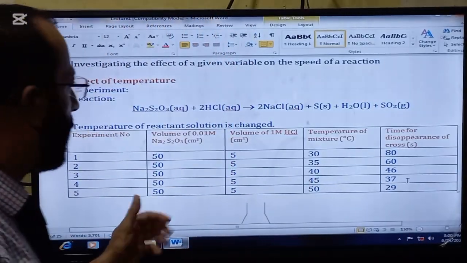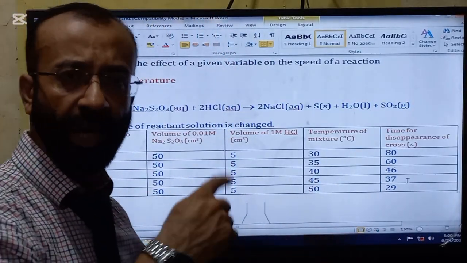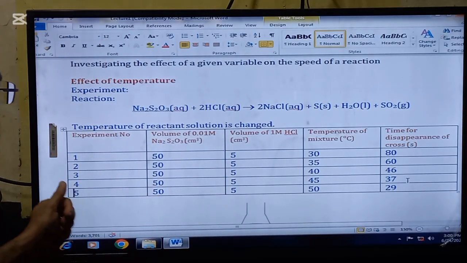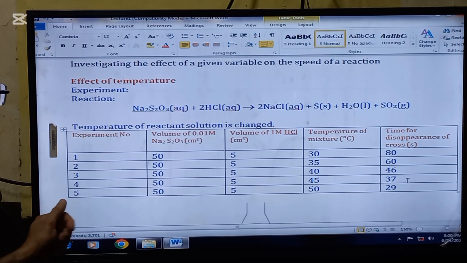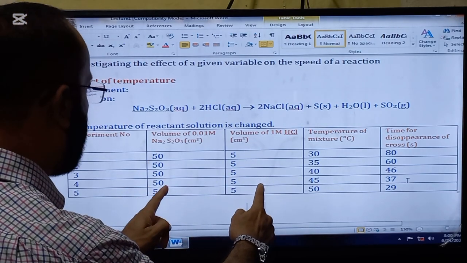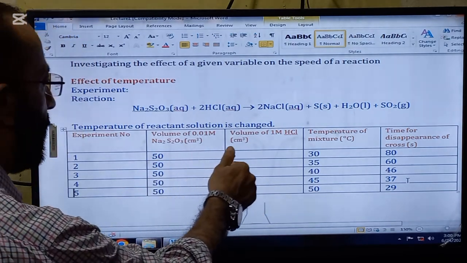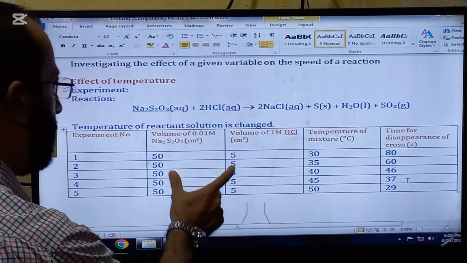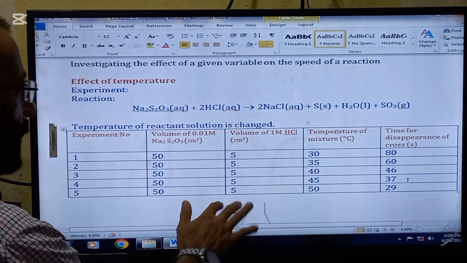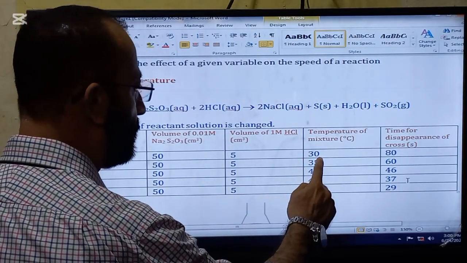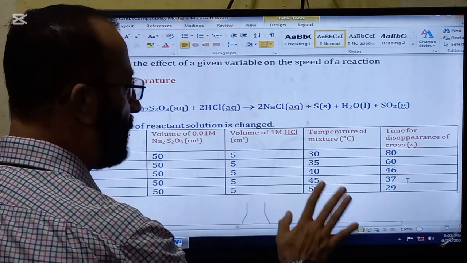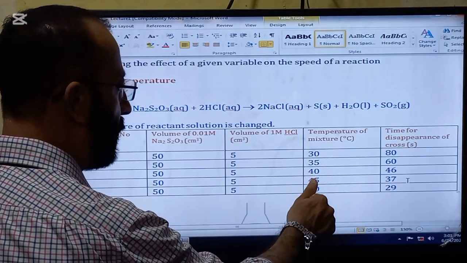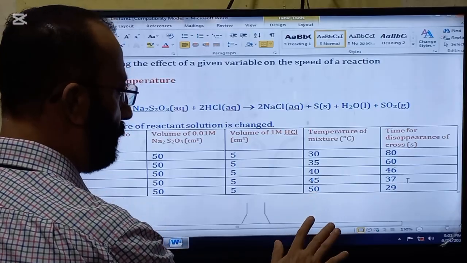So look now. I'm going to tell you an easy way now. The same experiment will be conducted 5 times. The conditions are the same, that is, the volume of sodium thiosulfate and the volume of HCl. The same volumes will be used. The only difference will be temperature. That is, first the experiment will be conducted at 30 degrees C, then 35 degrees C, then 40 degrees, then 45 degrees, and then 50 degrees.